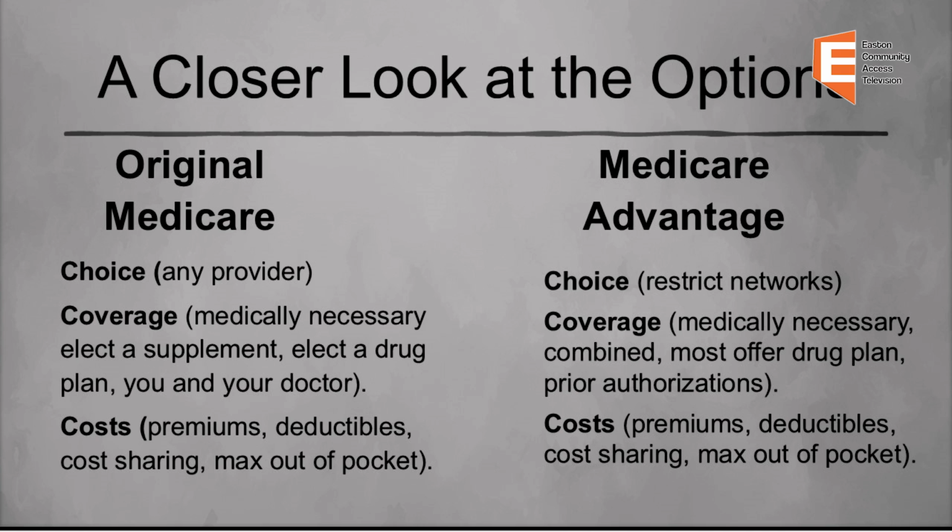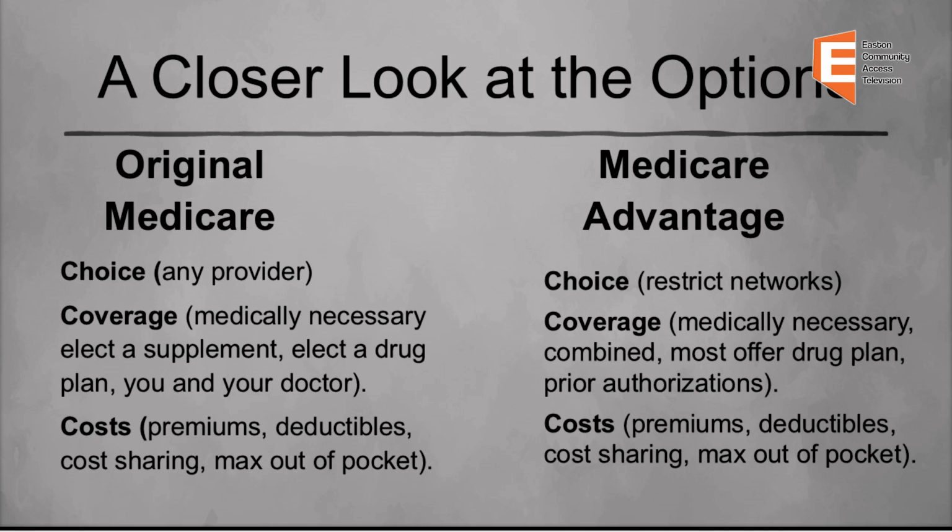Cost sharing. Remember, Part B, no matter which plan you're in, pays 80%, so you're on the hook for 20%. So with Original Medicare, most people buy a Medigap policy or a supplemental policy that pays the additional 20% coinsurance as well as those Part A and Part B deductibles.